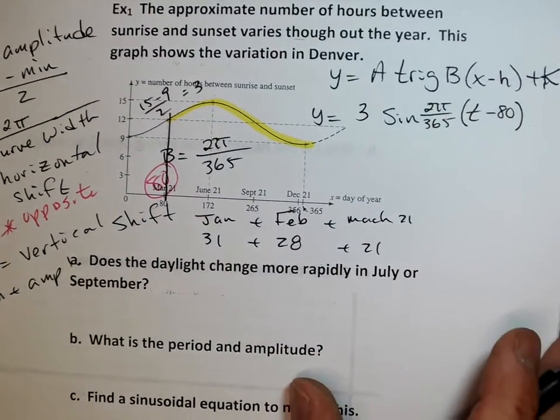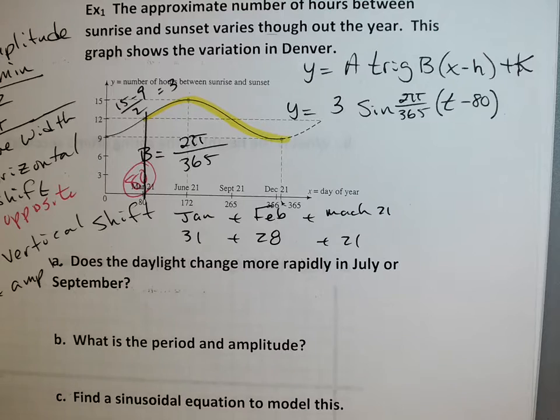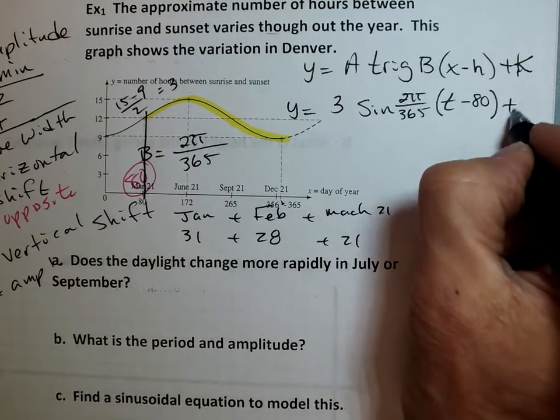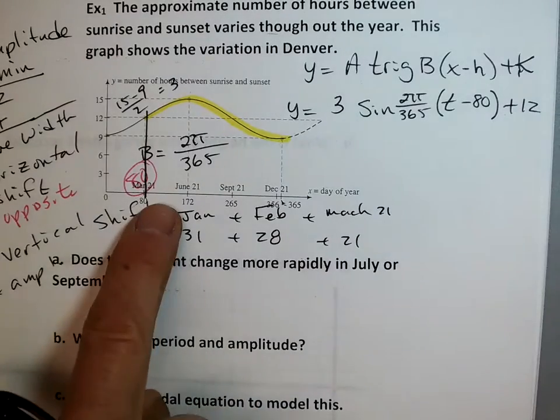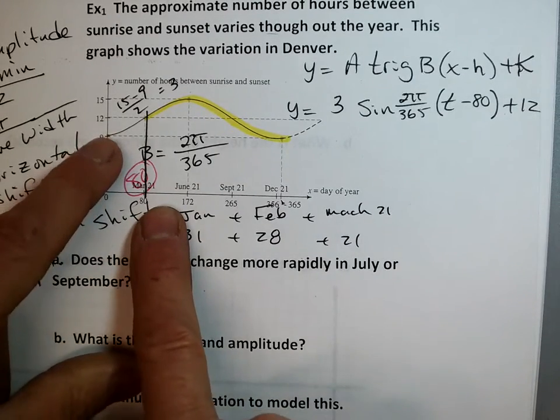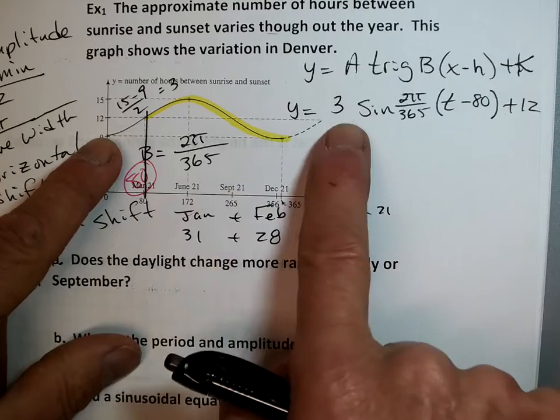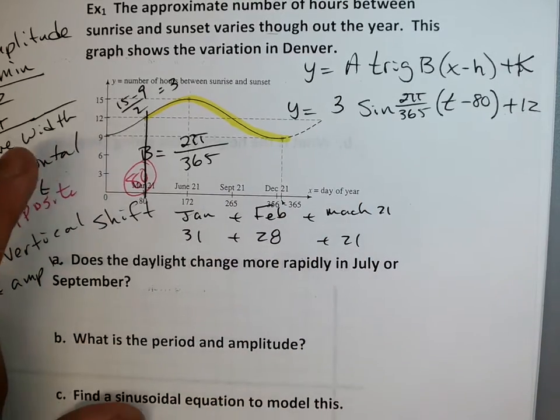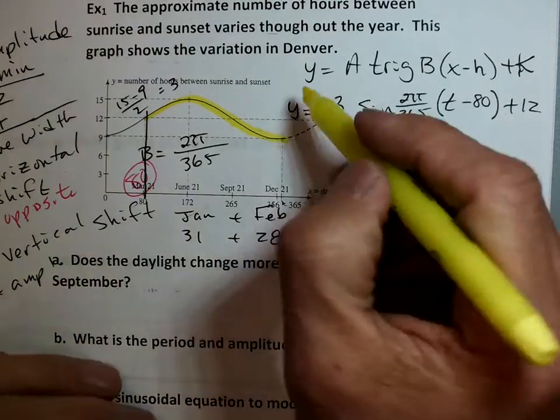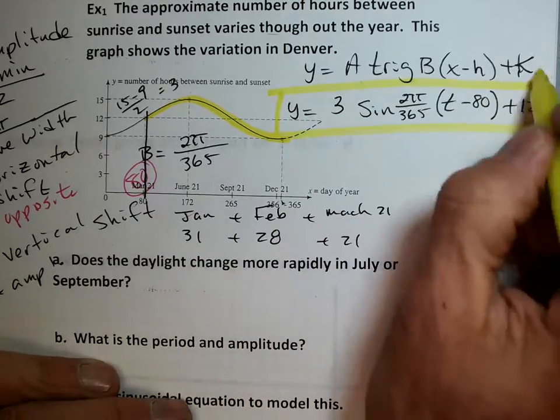Plus k. Now hopefully you can see the midline. What is the midline? 12. And if you're not sure how to get the 12, it's the minimum, which is 9, plus the amplitude, which is 3, which gives you 12. So here's my equation. Good. Let's see what we can do with that equation.